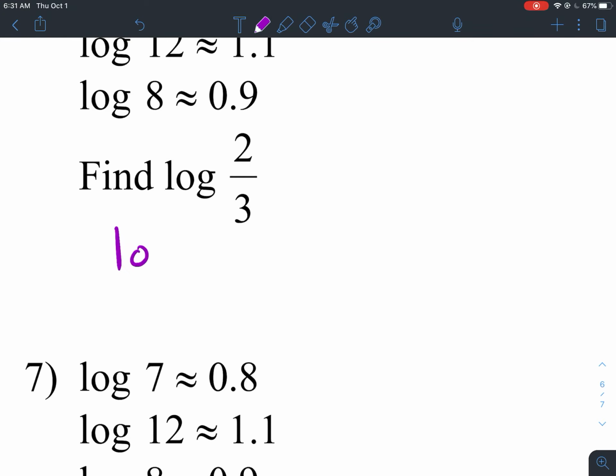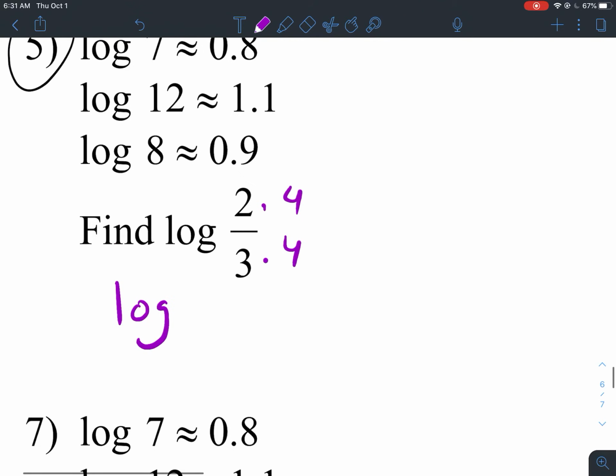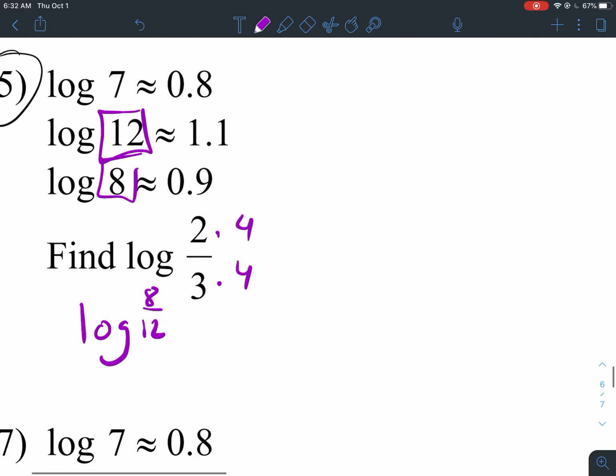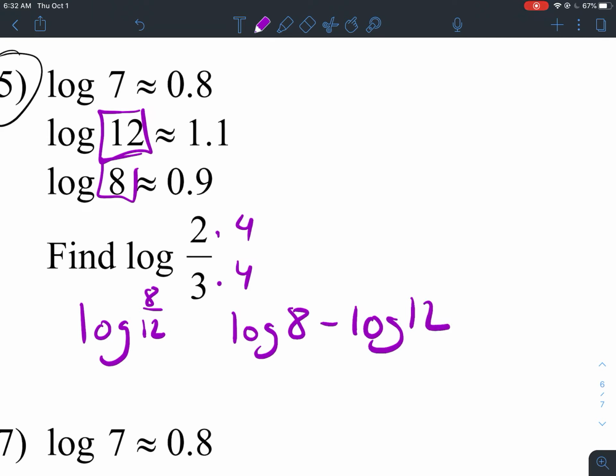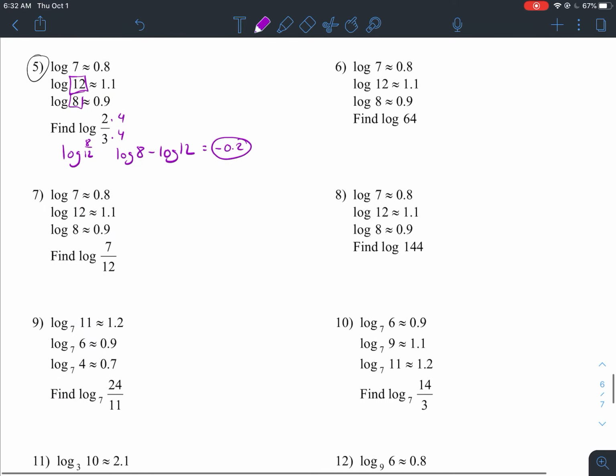So looking at this, I'm like, well, I can change this fraction. If I multiply the top and the bottom by 4, I get 8 over 12, which is perfect because those are the two numbers that I have. Then I can expand that, so I get log 8 minus log 12. So I get 0.9 minus 1.1, which is going to give us negative 0.2.